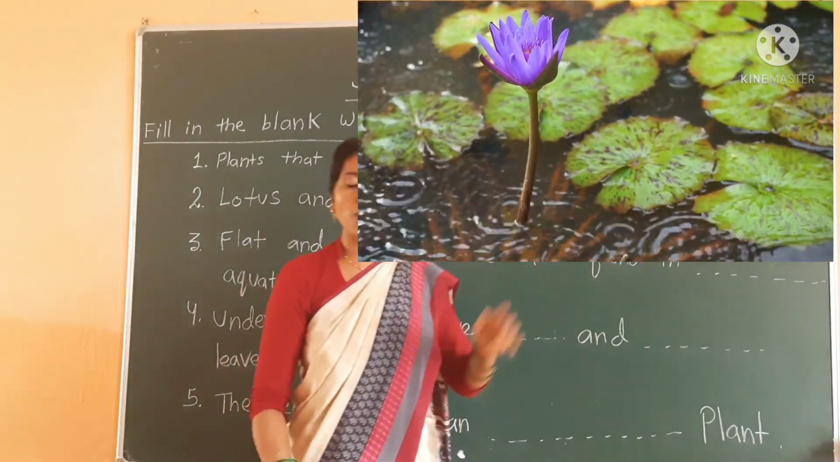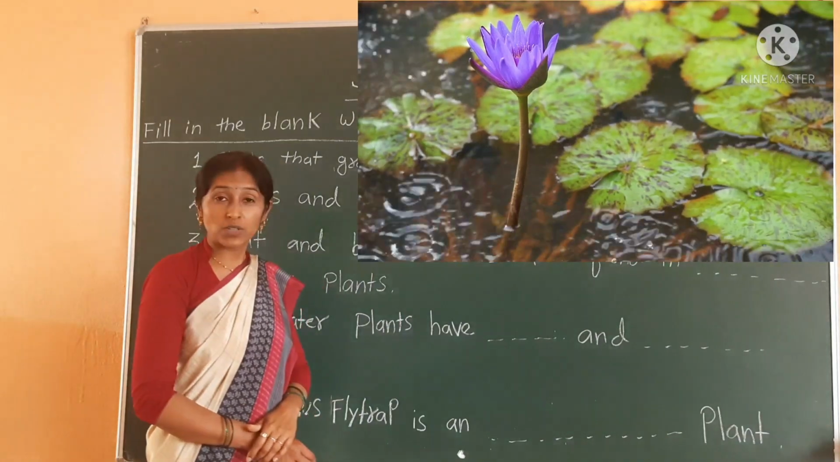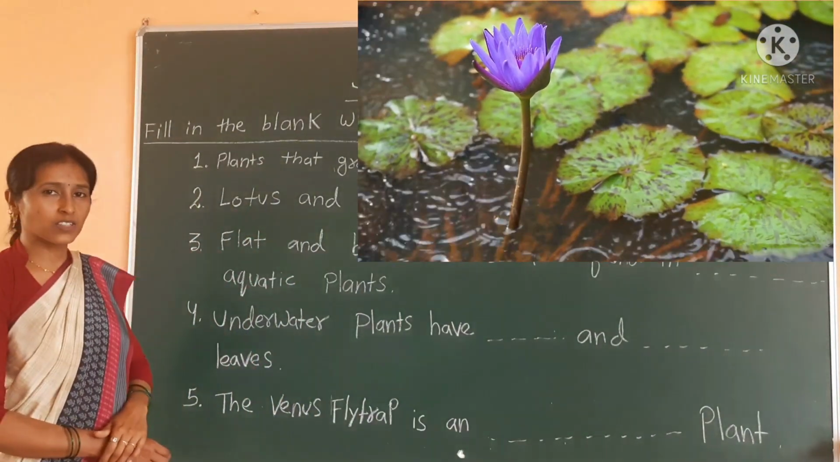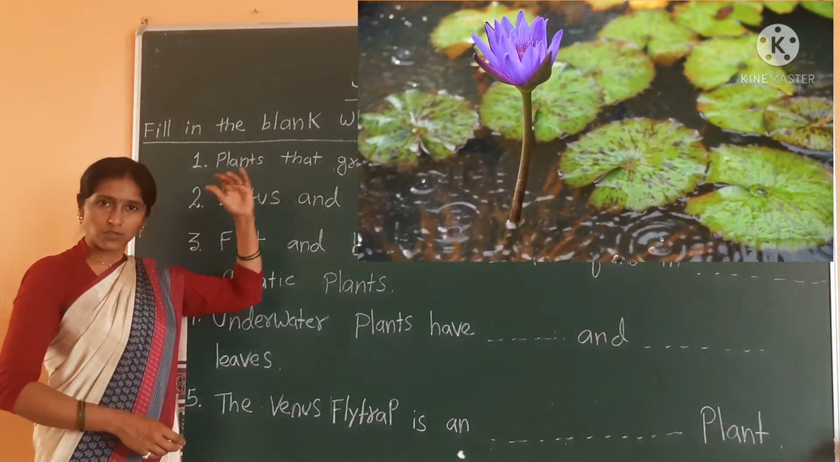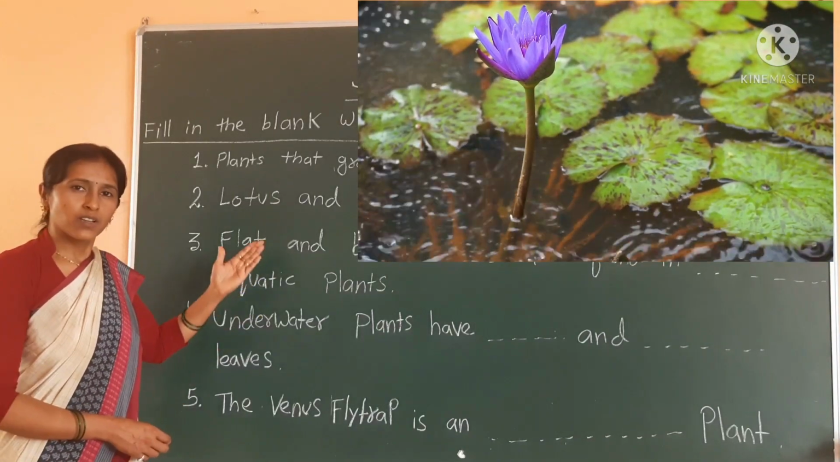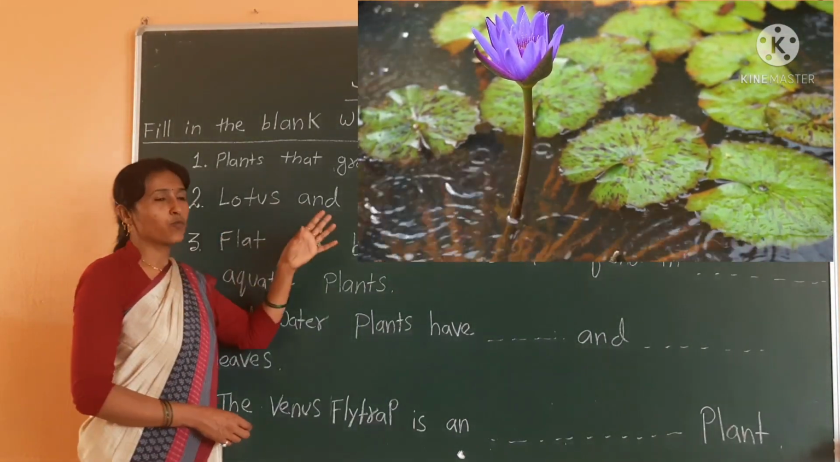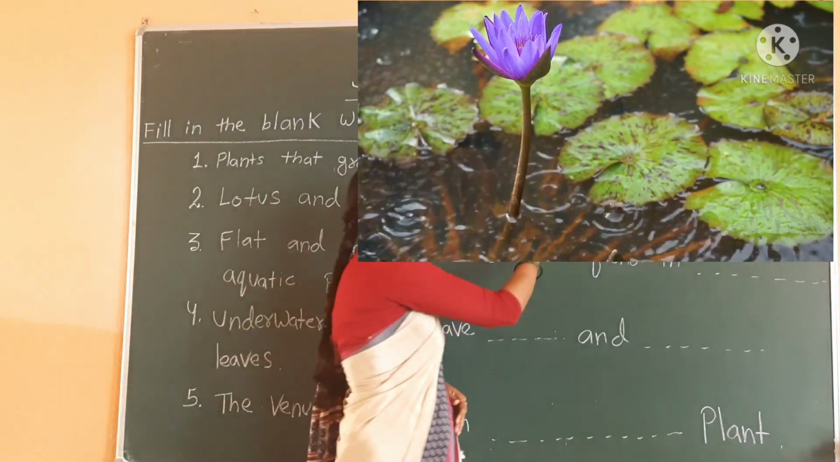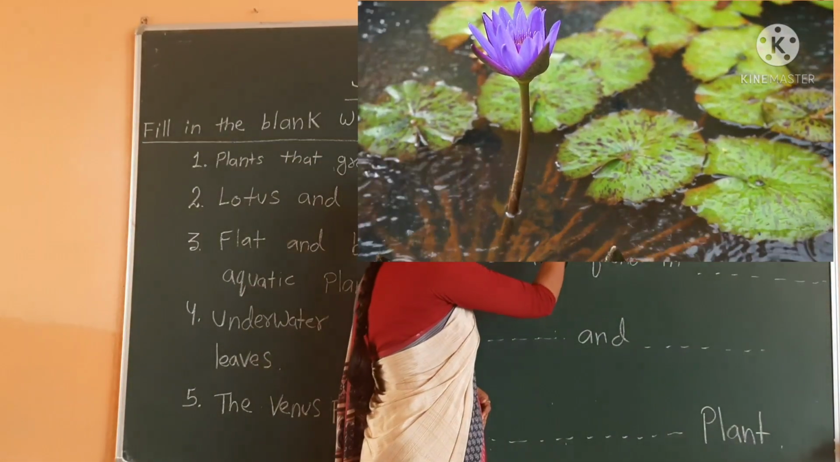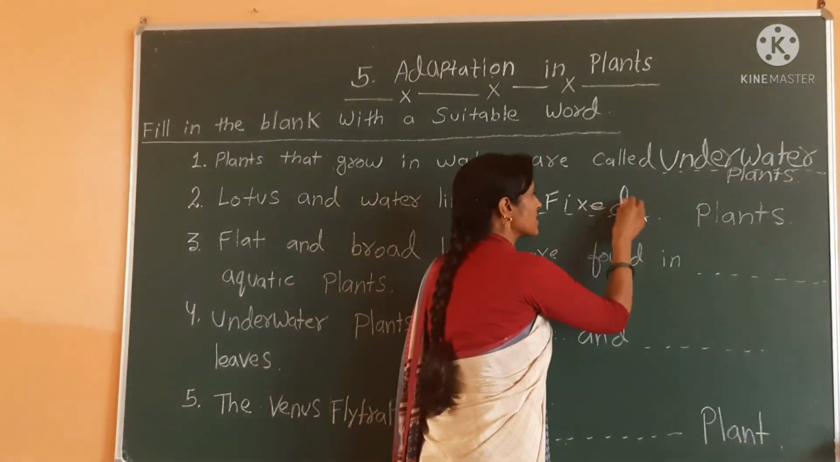Okay. The second one is: lotus and water lily are dash plants. These are examples of which plant? Lotus and water lily are just found on the surface of the water, and their leaves too. Remember also, lotus and water lily are fixed plants. So the answer is fixed plants.